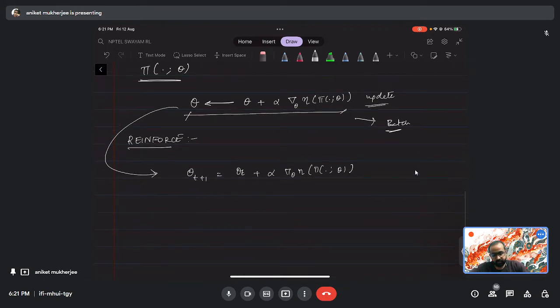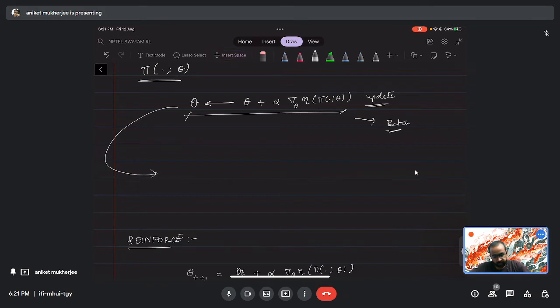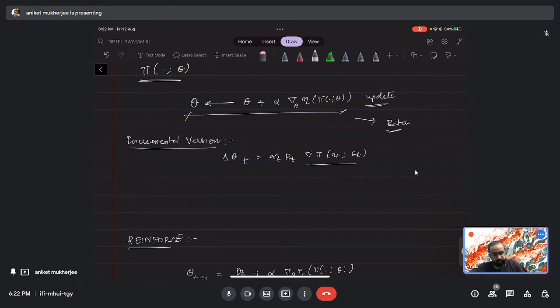Before REINFORCE, there was an incremental version of it. In the incremental version, what you had was theta t plus 1 is equal to theta t plus alpha t times r t times the gradient of pi a t divided by pi a t.